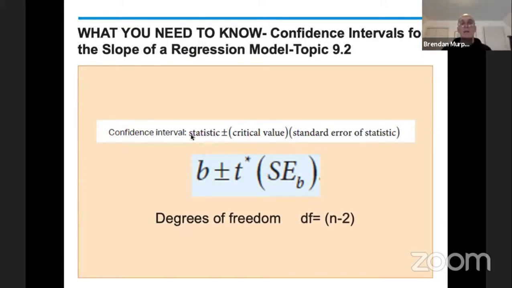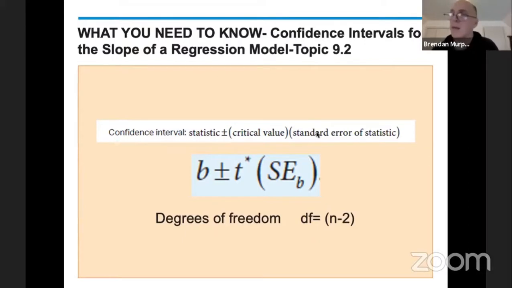All confidence intervals are basically built the same way. We start with some sample statistic, and we add and subtract what we call a margin of error. This margin of error is actually these two numbers multiplied: a critical value times the standard error of the statistic.